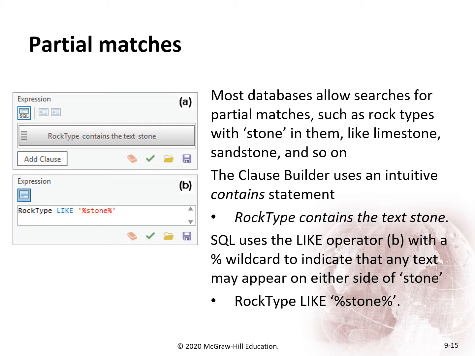Partial matches are another common thing to this concept of queries. You can use these little quote marks and it will look for things that contain the text stone. So it won't have to just say stone, it'll be anything that has the word stone in it.